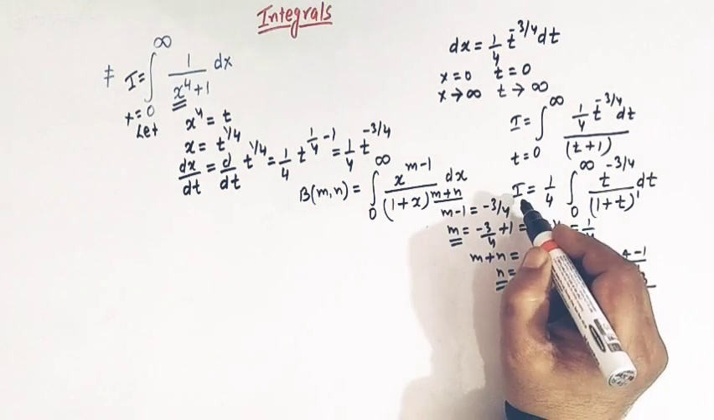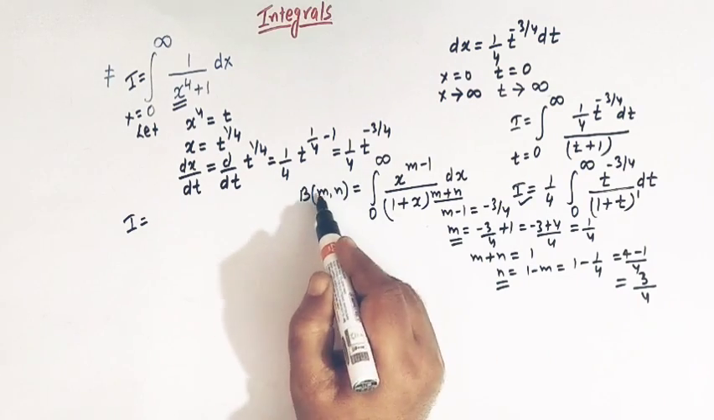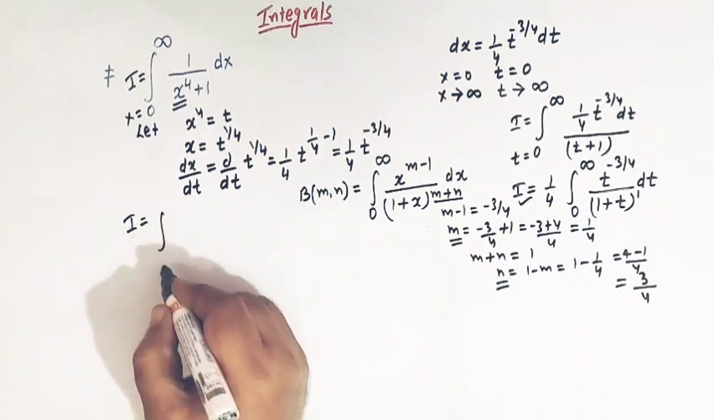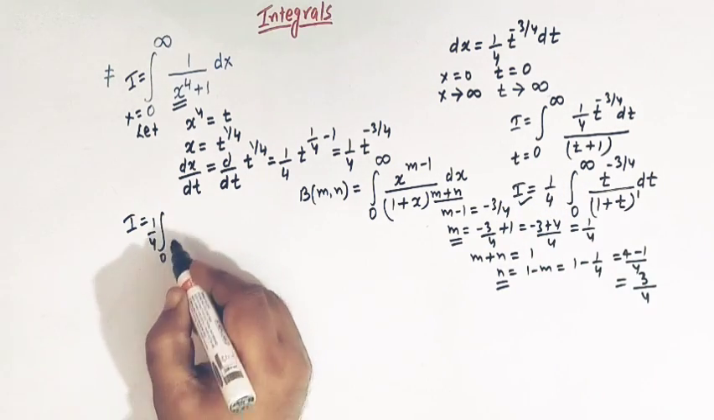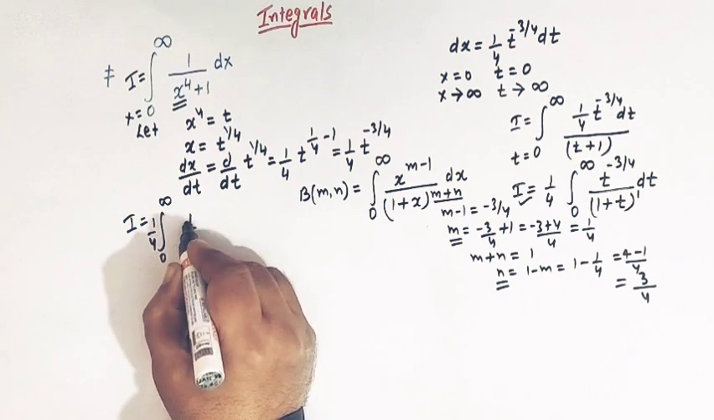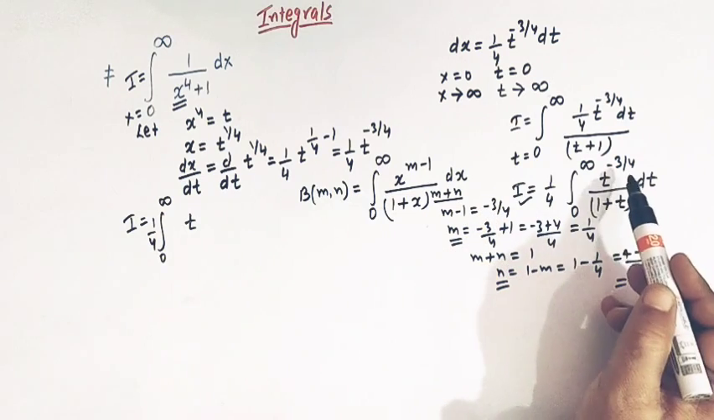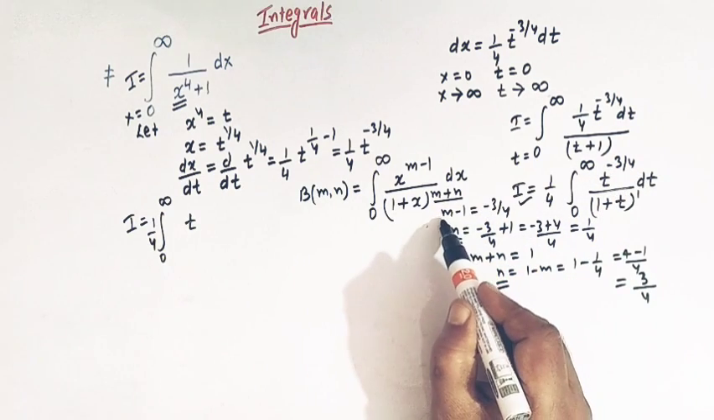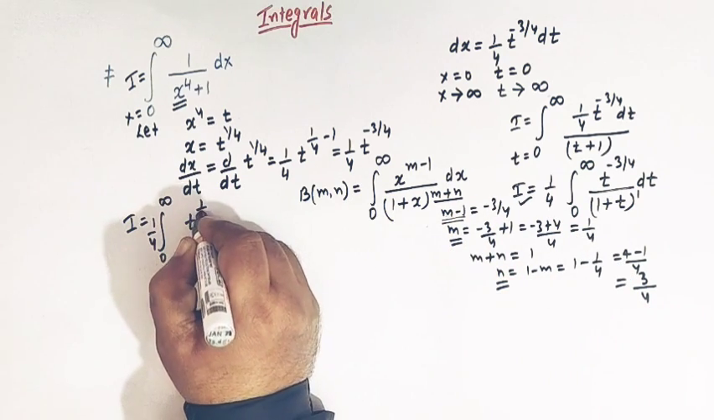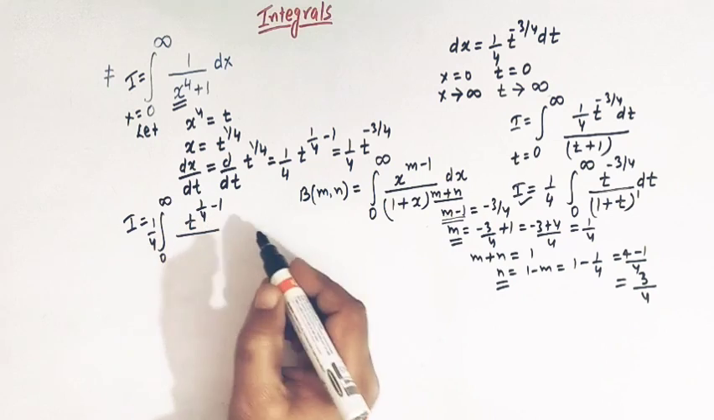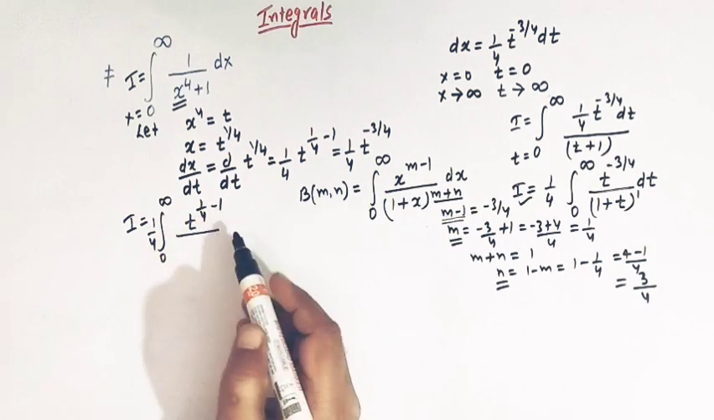So now we can represent this integral I in terms of the beta function. So we have here 1 by 4, 0 to infinity, and we have t raised to minus 3 by 4, right? So here t raised to minus 3 by 4 can be written as m minus 1, and m is 1 by 4, so we can write 1 by 4 minus 1, so that we can get this term x raised to m minus 1, right?